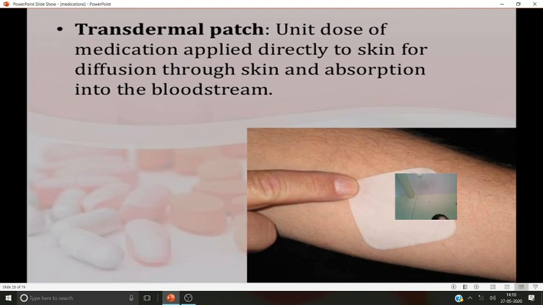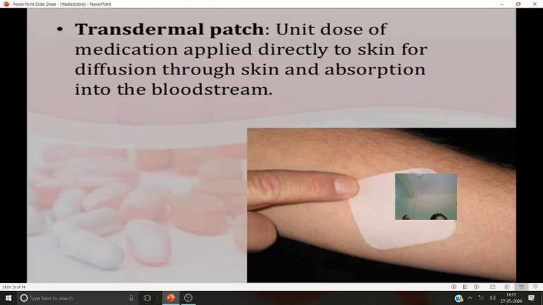Then the spansule. A spansule is also one form of drug. It is a drug made in a capsule in such a way that there is a slow release of its contents, providing effect over a long period. A spansule looks like a capsule, with medicine inside. When taken orally, a capsule dissolves in the stomach and is absorbed, but in a spansule the drug inside is released slowly and is long acting. That is called a spansule.